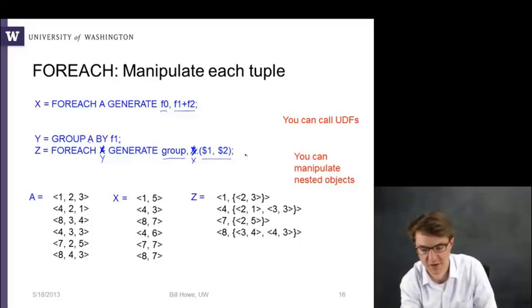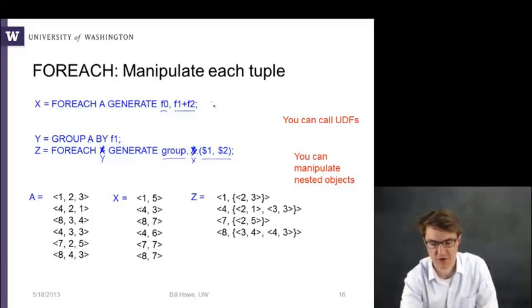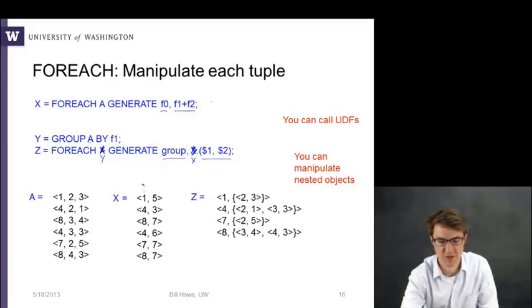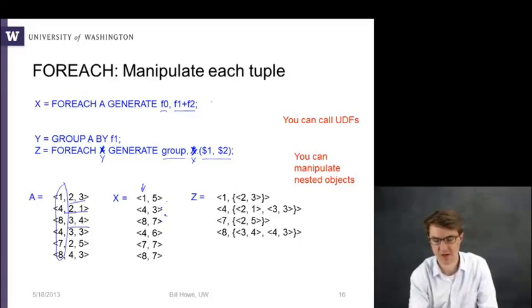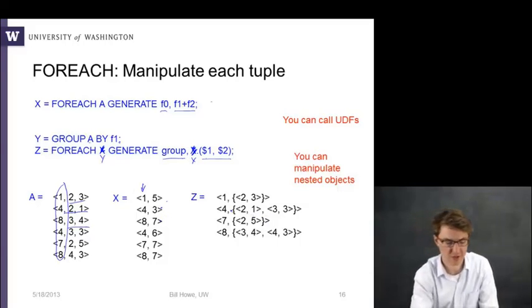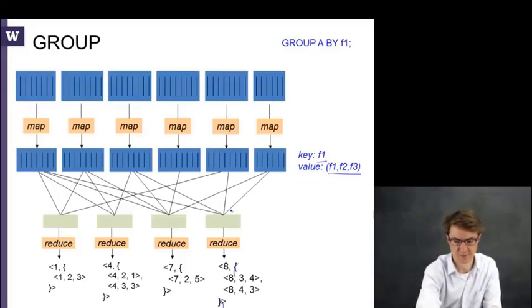Okay, so what does this look like? Well, X, which is this first element here, we get the first field from A, which is this column here, and then we get the sum of the second two. So 2 plus 3 is equal to 5, 2 plus 1 is equal to 3, 3 plus 4 is equal to 7, and so on. Okay. Then down here for Z, remember that Y looks just like it did in the previous slide.